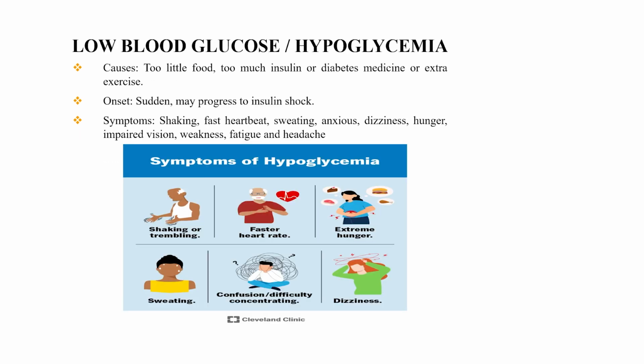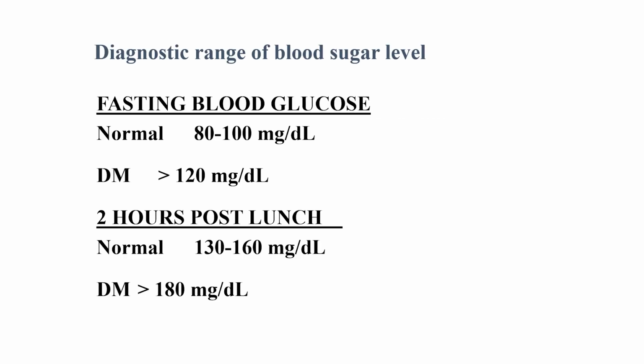And in case of hypoglycemia, here there is a deficiency of glucose. The level of glucose is lower than normal. This type of condition generally occurs with too little food, too much insulin, diabetes mellitus, or extra exercise. Onset is also sudden, and it may progress to insulin shock. Symptoms: shaking, fast heartbeat, sweating, anxiety, dizziness, hunger, impaired vision, weakness, fatigue, headache. All these are the signs and symptoms seen in hypoglycemia.